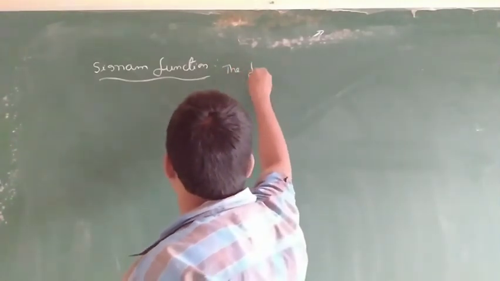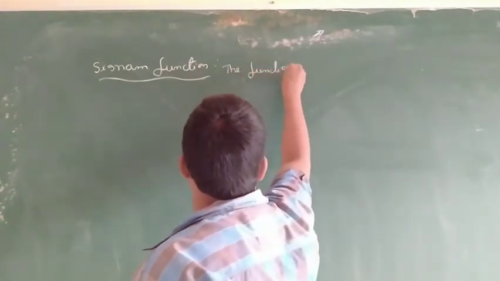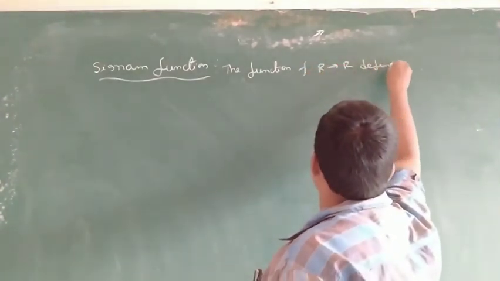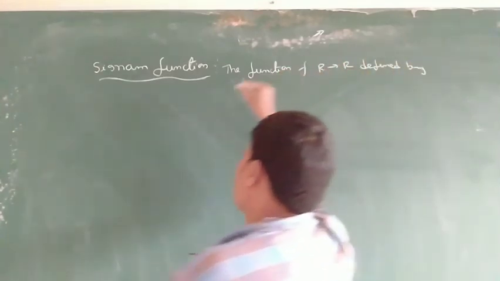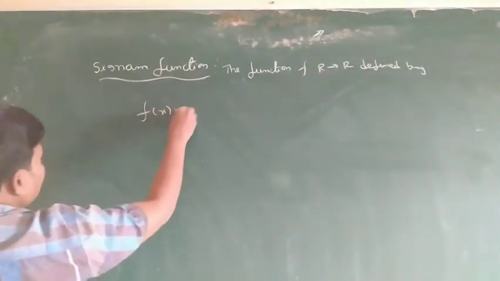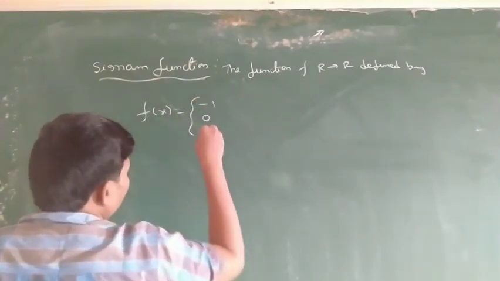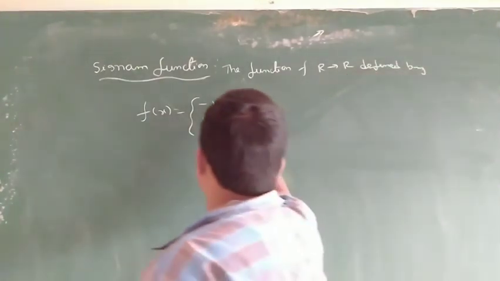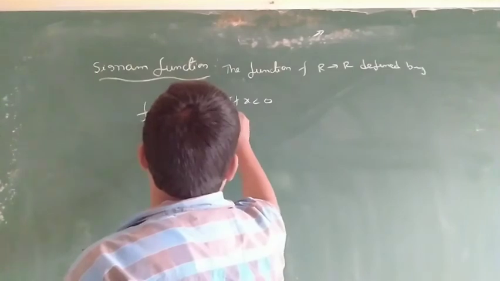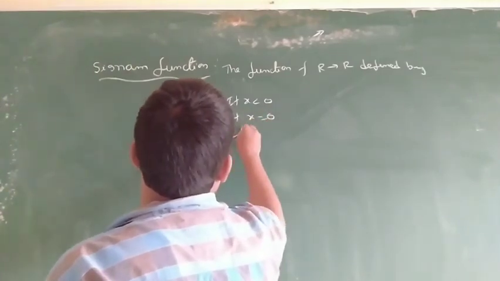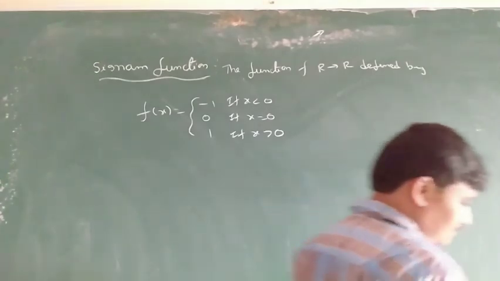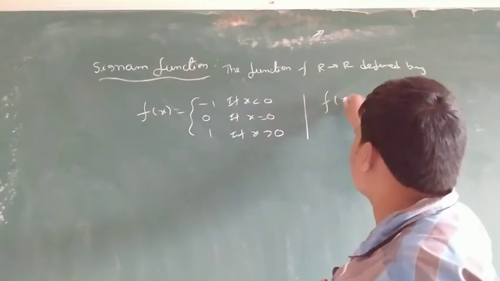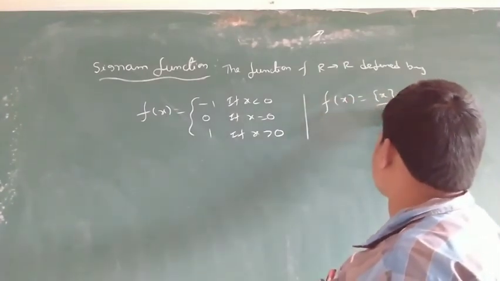The function f from R to R defined by f of x is equal to minus 1 if x is less than 0, 0 if x is equal to 0, and 1 if x is greater than 0. What is the signum function?